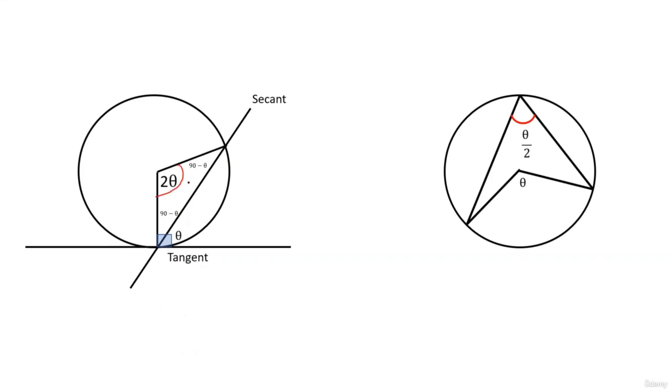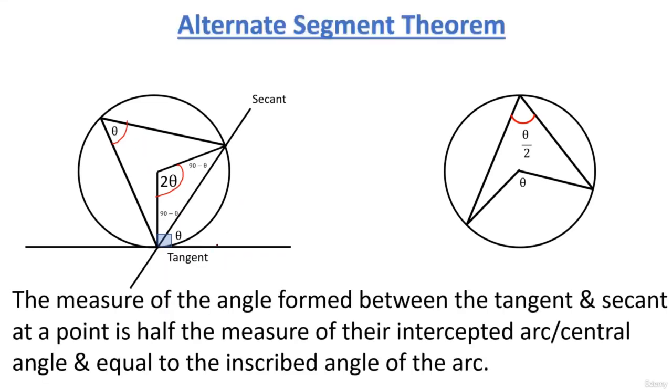Now suppose I draw an inscribed angle, guys. What have we learned now? The inscribed angle will be half the measure of the intercepted arc. So this is basically called the alternate segment theorem. It says the measure of the angle formed between the tangent and the secant is half the measure of the intercepted arc or central angle, and that angle is equal to the inscribed angle here. You can see it here. This angle is 2 theta by the inscribed angle theorem. What will the inscribed angle be? Half. Half of 2 theta is theta again.